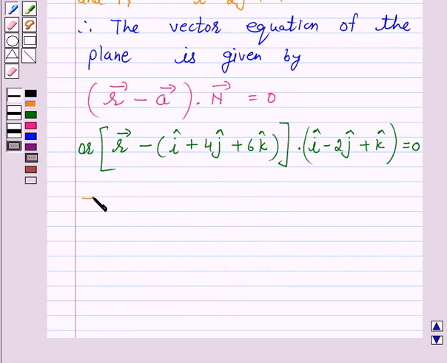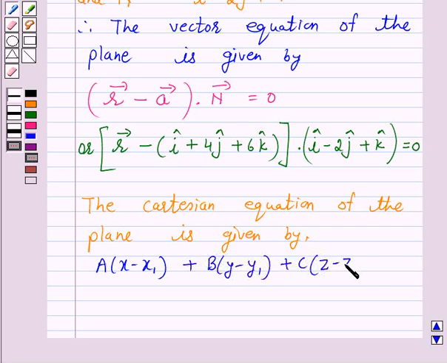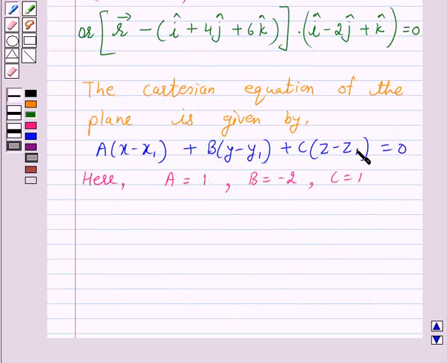Now the Cartesian equation of the plane is given by A(x minus x1) plus B(y minus y1) plus C(z minus z1) is equal to 0. Here we have A is equal to 1, B is equal to minus 2, C is equal to 1, and the point (x1, y1, z1) is the point (1, 4, 6).